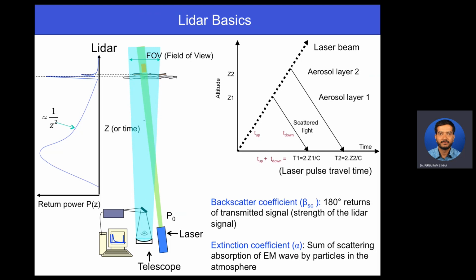Then extinction coefficient, which is basically, once the laser pulse is transmitted, it may absorb or scatter depending upon the nature of aerosols. And we define the extinction coefficient as the sum of the absorption and scattering of an electromagnetic wave by the particles suspended in the atmosphere.